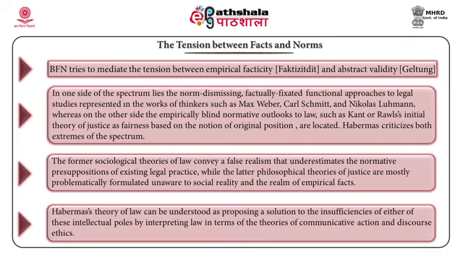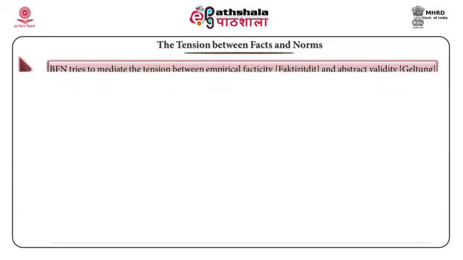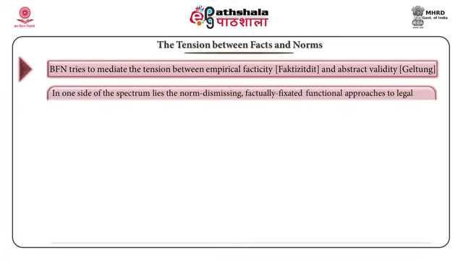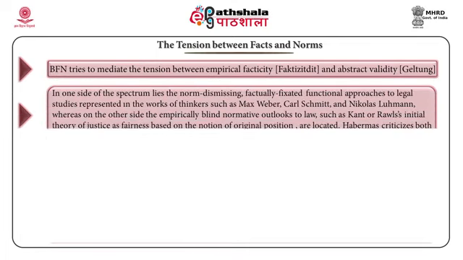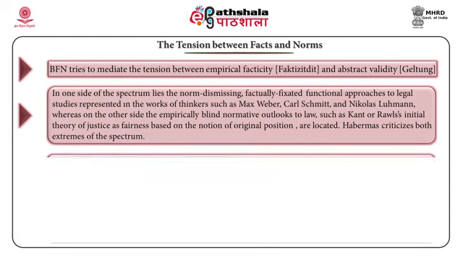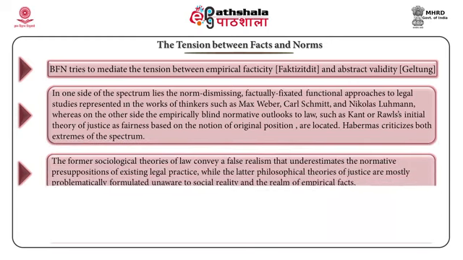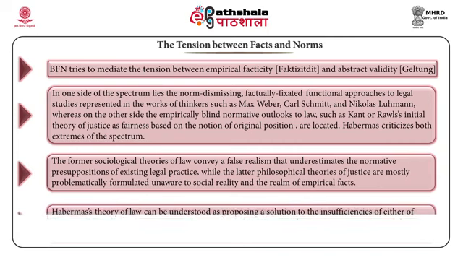Now, what Habermas does in Between Facts and Norms is he criticizes both of these positions. So, on the one hand, Weber and Schmitt for being too empirically oriented, on the other hand, Kant and Rawls for being too norm-oriented. The sociological theories of law, according to Habermas, convey a false realism that underestimates the normative presuppositions of existing legal practice, while the latter philosophical theories of justice are mostly problematic in their formulation, unaware as they are of social reality and the realm of empirical facts.